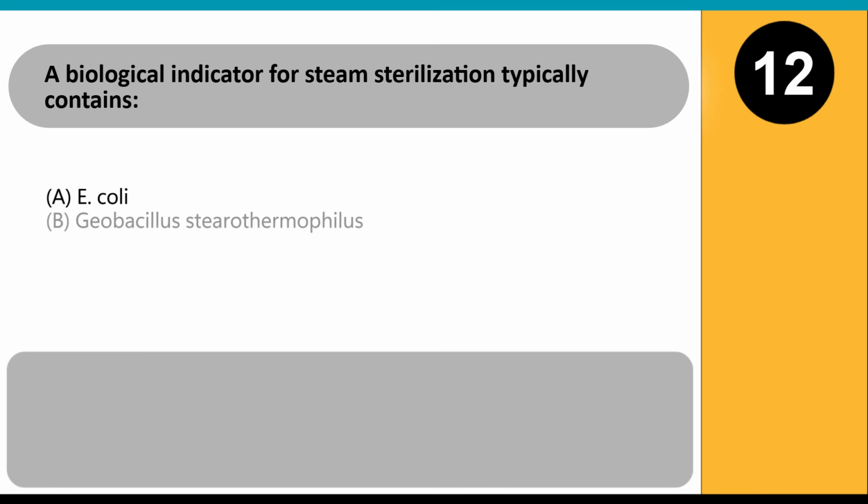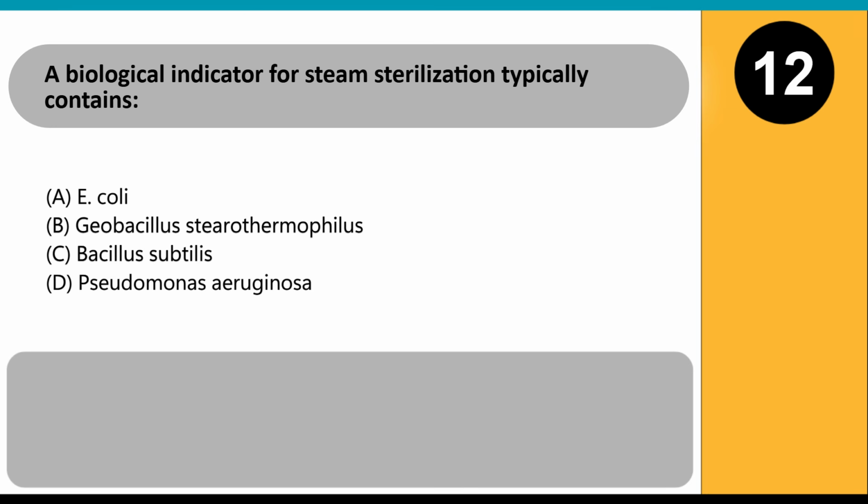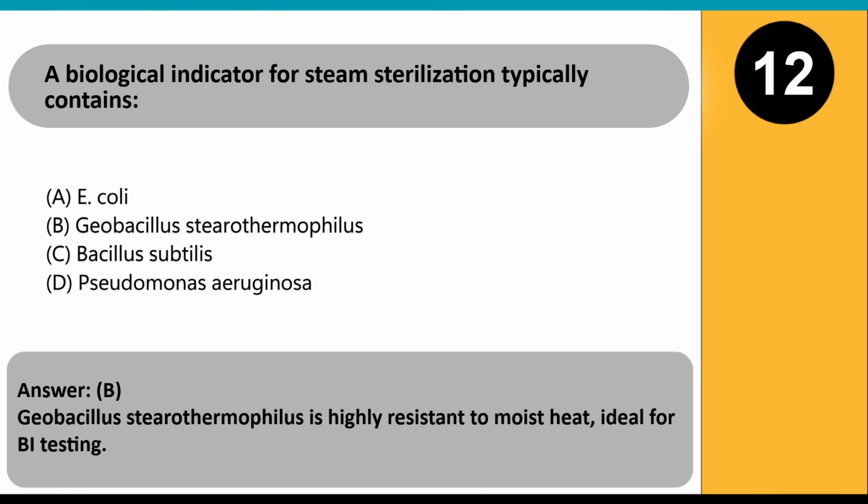A biological indicator for steam sterilization typically contains: A. E. coli. B. Geobacillus stearothermophilus. C. Bacillus subtilis. D. Pseudomonas aeruginosa. Answer: B. Geobacillus stearothermophilus is highly resistant to moist heat, ideal for BI testing.